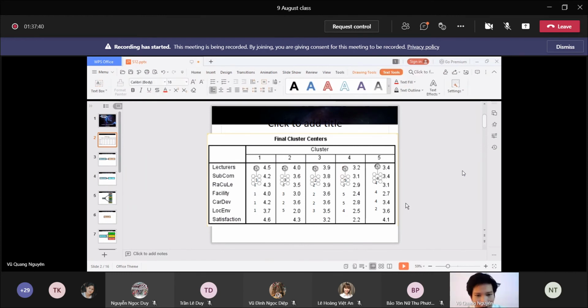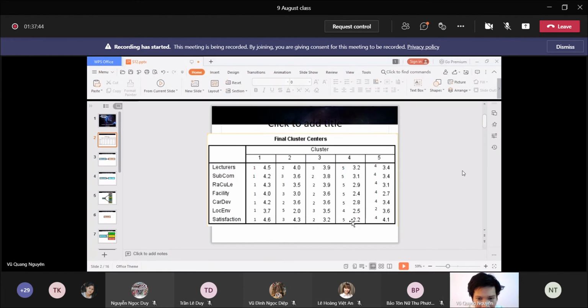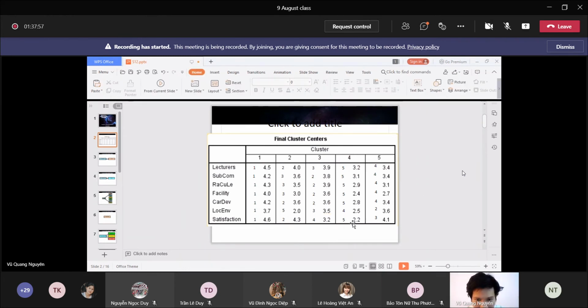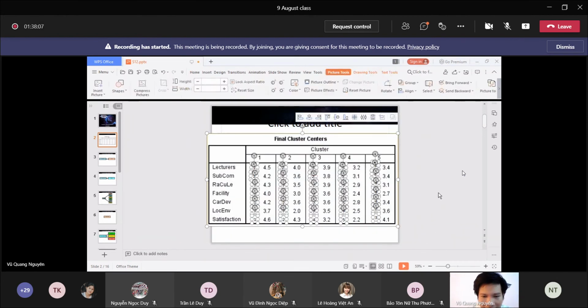How about the last one? The last thing, satisfaction. 1, 2 here. 3 here. 4. Because 3 and 5. Okay. Now, let's stop here, and I will tell you about the characteristics of the clusters.